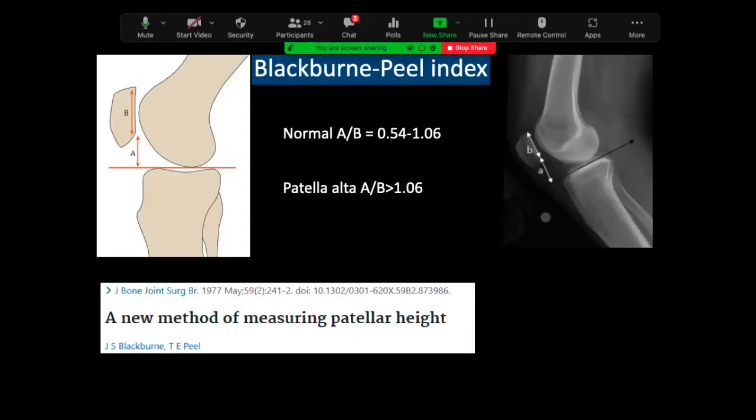Another important index is the Blackburne-Peel. Here, what we assess is the length of the patellar articular surface, and another reference line is made from the tibial plateau here, and the distance between this line and the inferior edge of the patellar articular surface. So this line to this line, that is the A by B ratio, should be 0.54 to 1.06. If it is more than 1.06, it is patella alta, and if it is less than 0.54, it is patella baja.